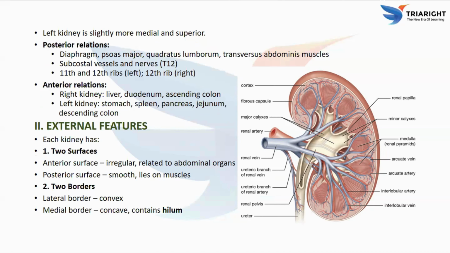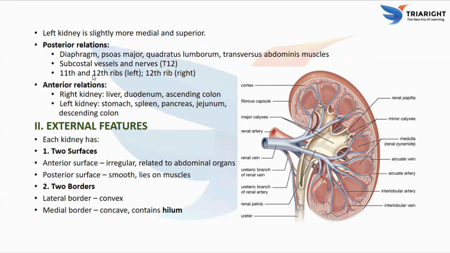So what are the posterior relations of the kidney? The structures behind the kidneys. Both kidneys lie on the diaphragm, which helps in breathing, psoas major, which is the muscle important for hip flexion, quadratus lumborum, which helps with bending the trunk, and transversus abdominis muscles, which are the deep abdominal muscles. And also the subcostal vessels and nerve T12 pass behind the kidney.